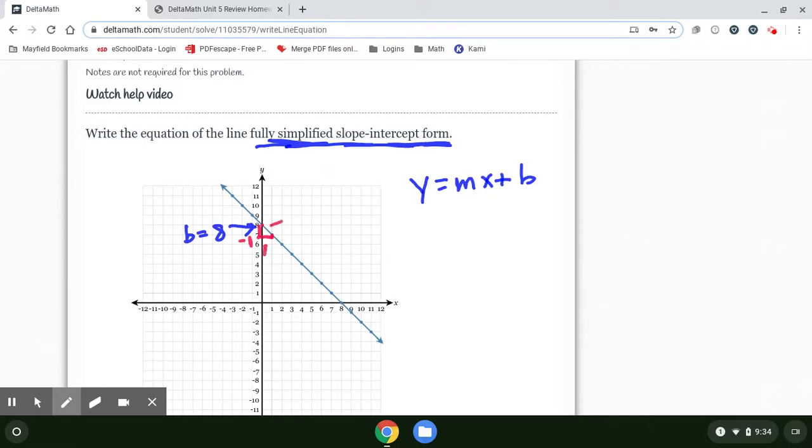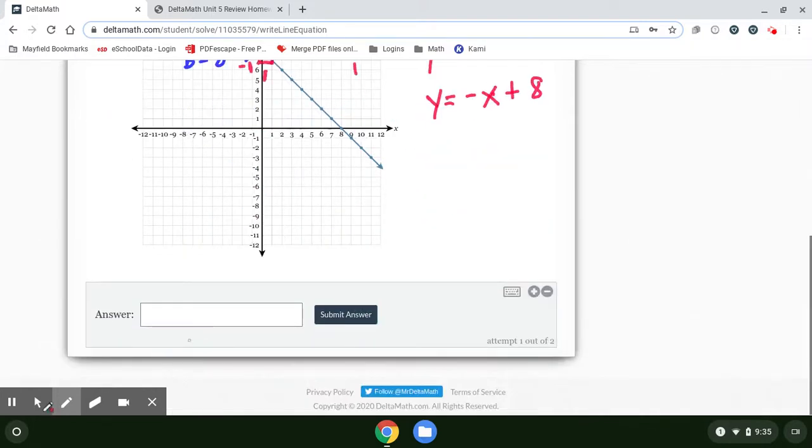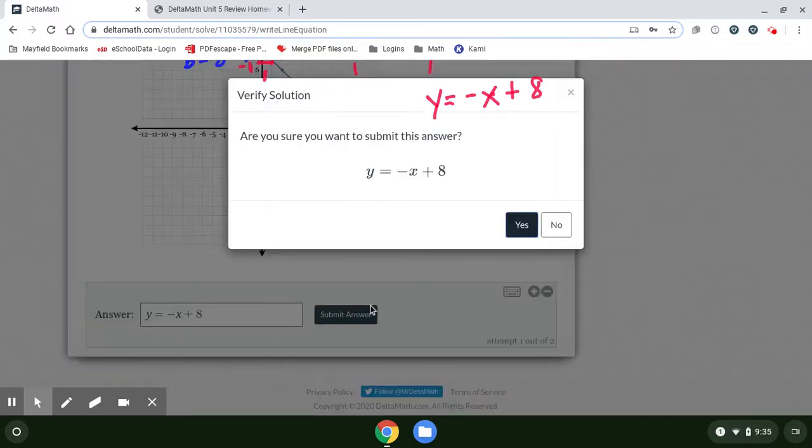So in this case, from my red, my slope is negative 1 over 1, and that's what I need to simplify. Negative 1 divided by 1 is negative 1. So I can write y equals negative 1x, b is 8, so plus 8. Now I can take the negative 1 and turn it into negative x plus 8. So now I have my equation. We go down to type my equation in: y equals negative x plus 8, and submit my answer.